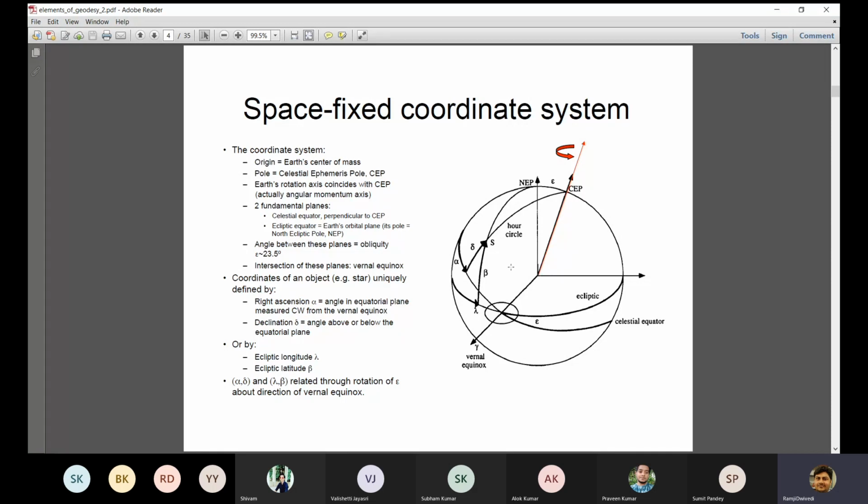Otherwise, if you put a bigger picture of the Earth, this is the rotation axis of the Earth that coincides with the CEP, the celestial ephemeris pole. What do you mean by celestial ephemeris? Ephemeris is a Latin term given for the orbital understanding, or the so-called parameters, of a particular star in space. How to define a particular star in space, we call it the ephemeris of that star.